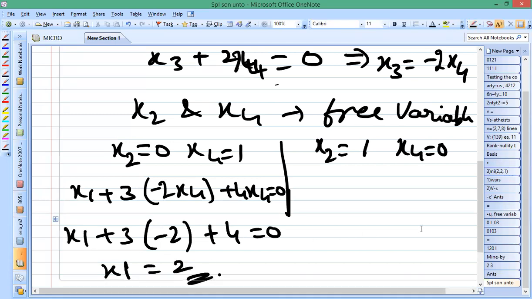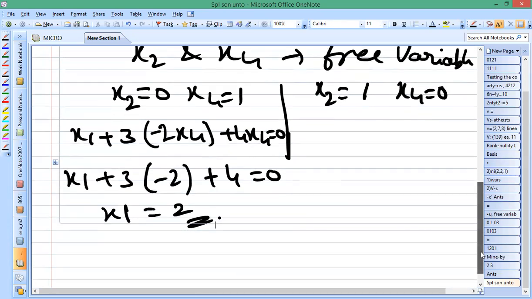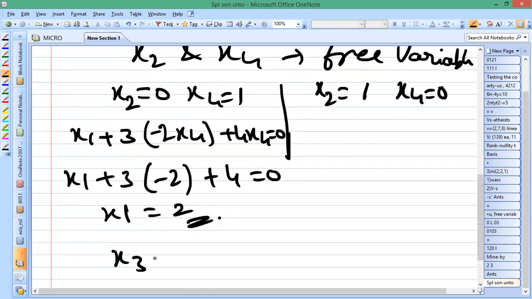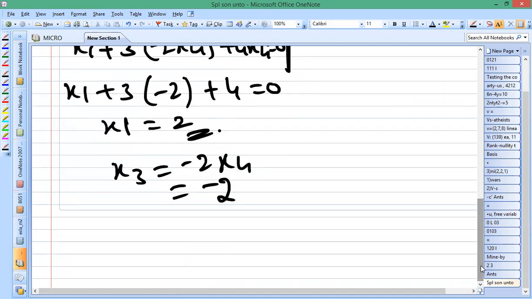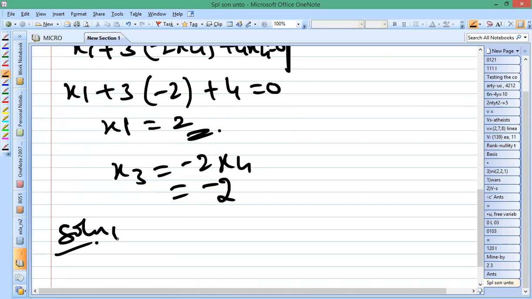With x1 equal to 2, what does x3 become? We have x3 as minus 2x4. So when you substitute x4 as 1, it results in minus 2. So one solution we can write as solution 1, alpha, any constant. Here x1 is 2, x2 we have assumed as 0, x3 is obtained as minus 2, and x4 we have assumed as 1. So this is one solution.